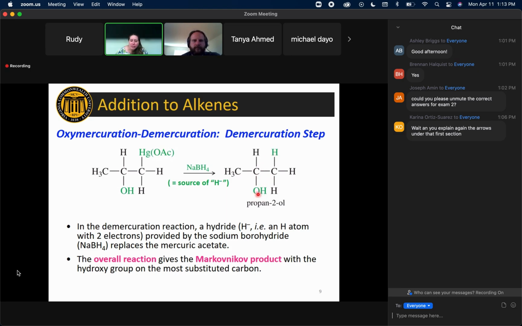Now, it turns out this OH group came from water, but this hydrogen actually came from sodium borohydride, right? But overall, we've added a molecule of water effectively across our double bond, and we've done so in the Markovnikov orientation, where our electrophilic side is the less substituted side, right? And that counts whether you count your electrophile as the mercury or as the hydrogen. And our OH has been added to the more substituted side. So it is indeed a Markovnikov product.